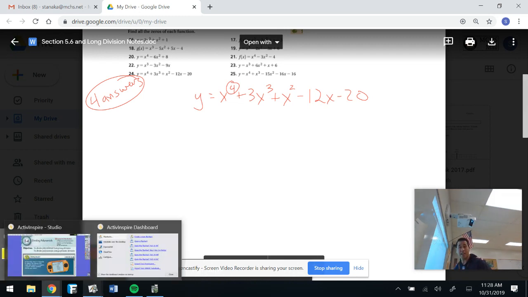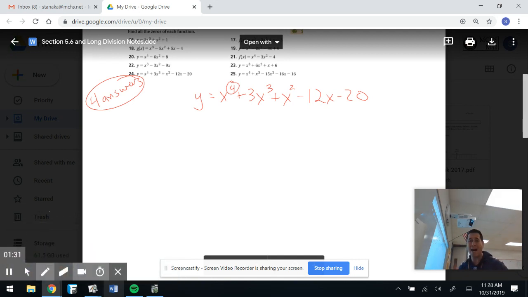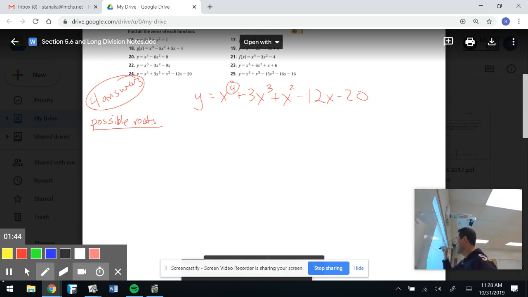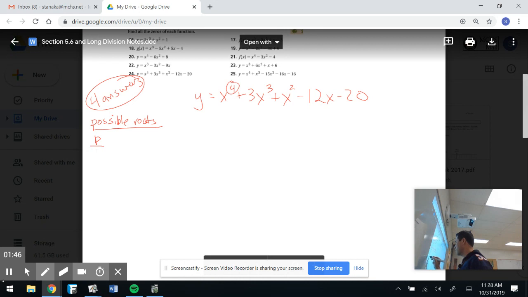Well, how can I get those 4? Usually the first thing you should do is find out what are the possible real ones, okay? And the way you find your possible real roots is we do P's over Q's. Remember, P is the last term, Q is the first. So we have plus or minus 20 over plus or minus 1.